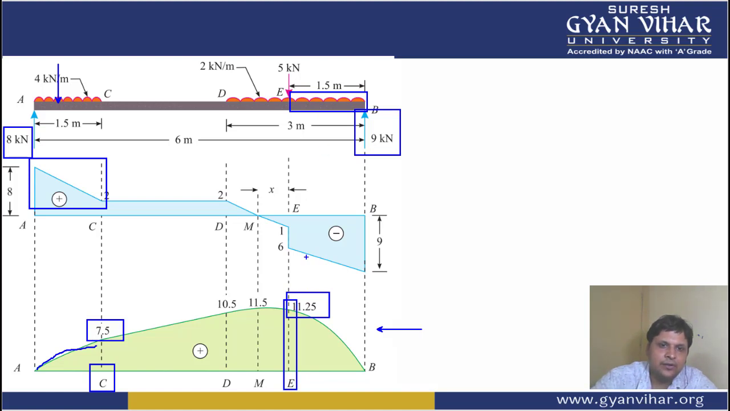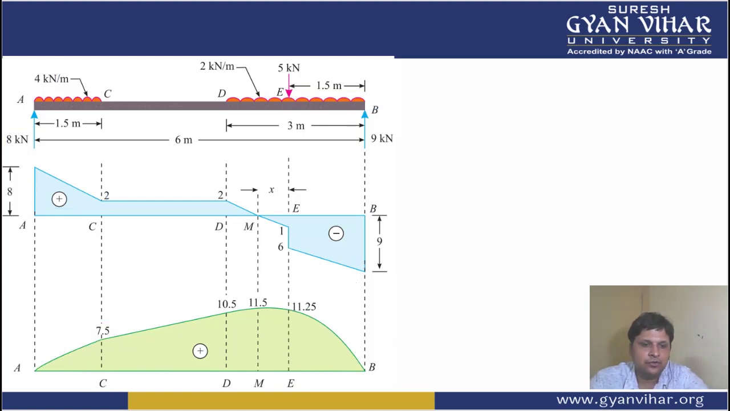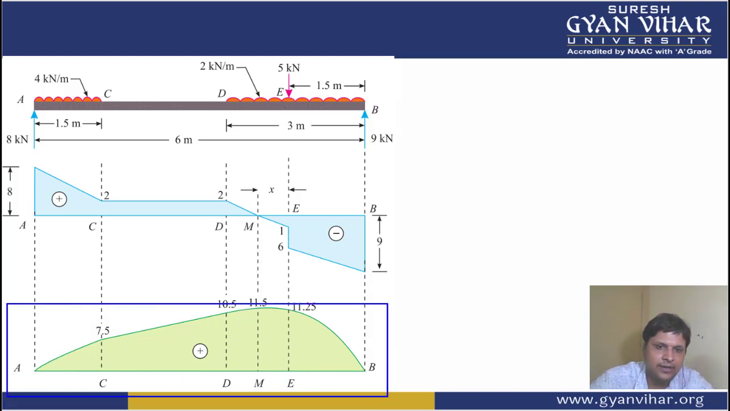Now again it is a UDL. You have an inclined line here, so corresponding to it you will have to draw a parabolic curve here. So in this way, students, your whole shear force and bending moment diagram is completed. This is the bending moment diagram.